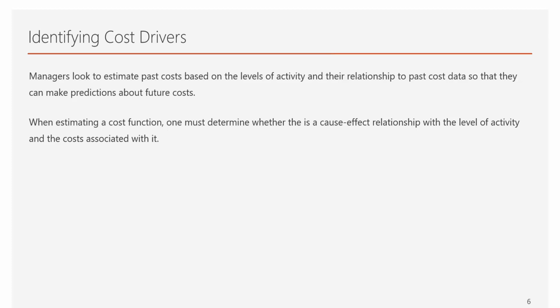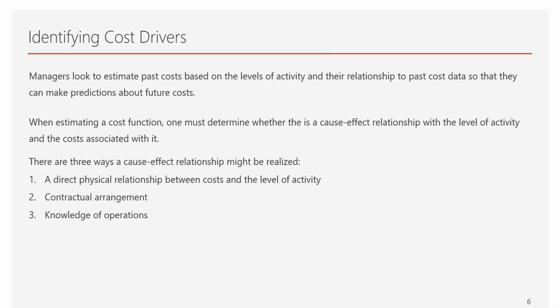So when estimating a cost function, we have to determine whether there is a cause-effect relationship between the level of activity and the cost associated with it. Why? Because there are going to be times where we're assuming a cause-effect relationship, and on the surface, on paper, it may look like there's a relationship, but there's not. There may be correlation, but not causation.